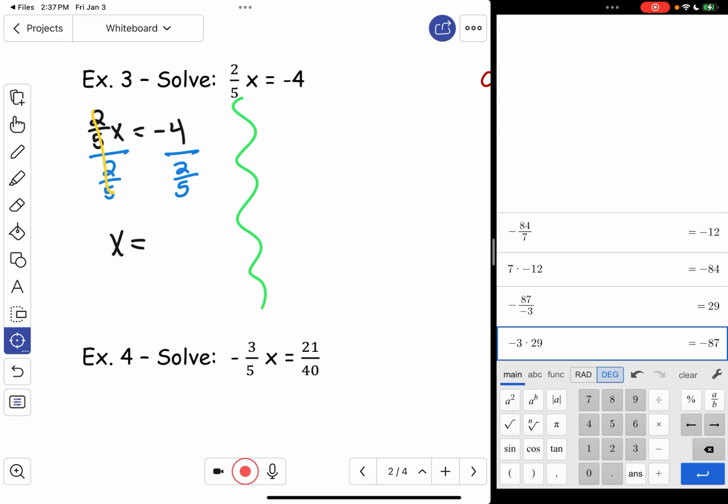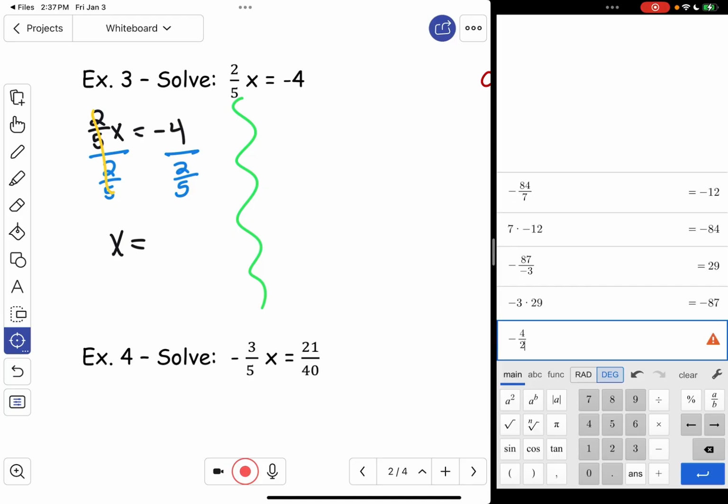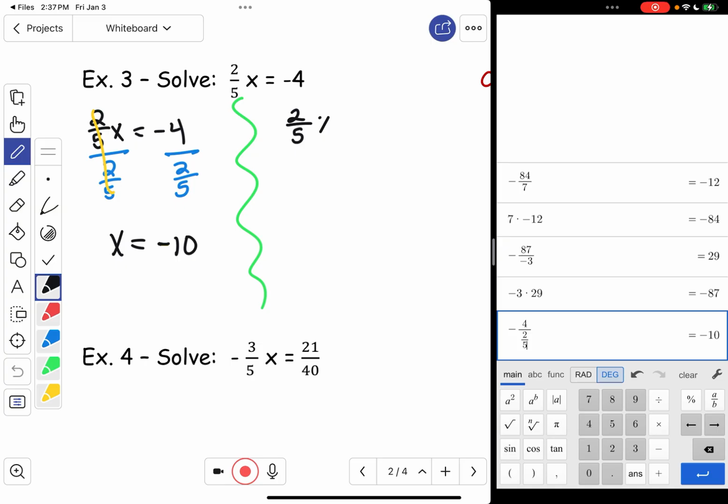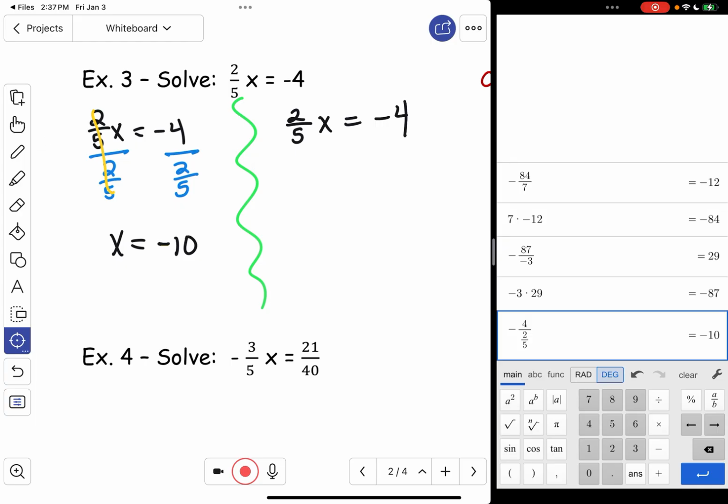-4 divided by 2/5. Make sure that it looks like what you have up there. And we get -10. Now, some teachers aren't really wild about you doing these kinds of questions this way, although I don't really mind. What a lot of teachers will say is remember back in earlier classes that whenever you divided by a fraction, you changed it to multiplying it by the reciprocal.